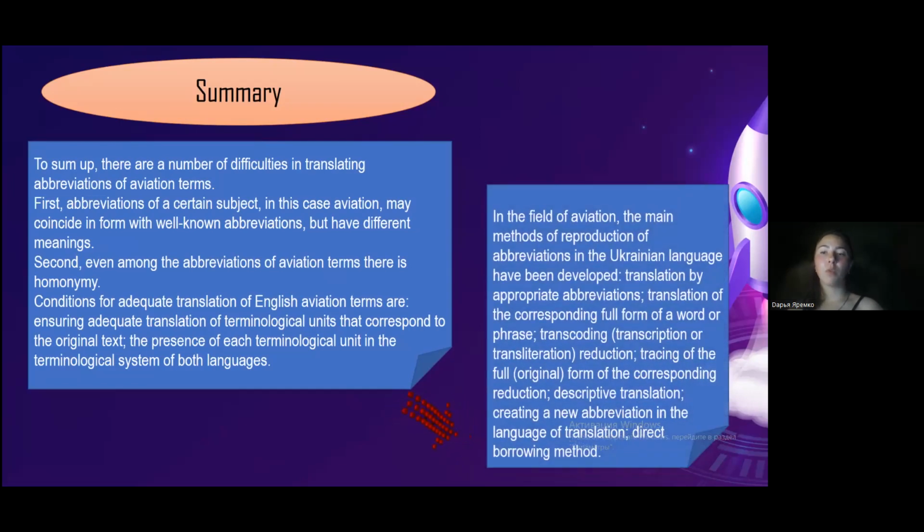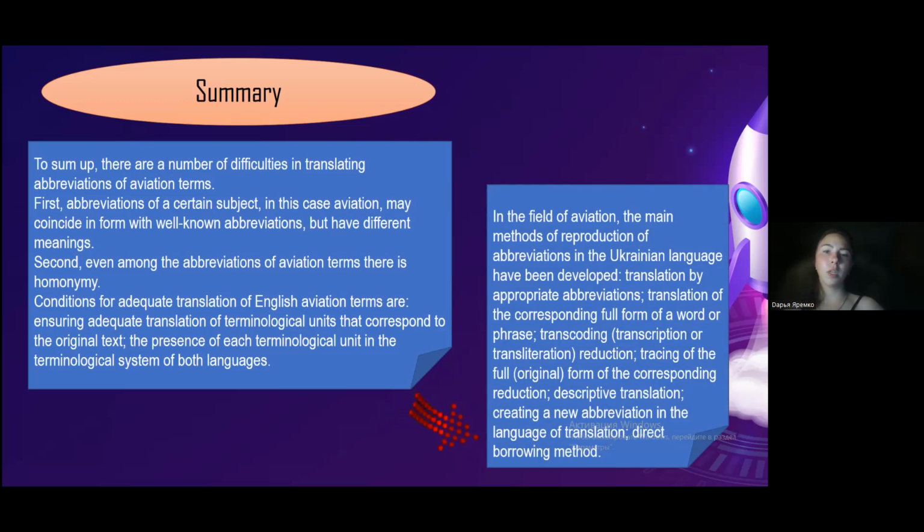Conditions for the adequate translation of English aviation terms are ensuring the adequate translation of the terminological unit that corresponds to the original text, and the presence of each terminological unit in the terminological system of both languages. Also, in order to make a correct translation, a translator must have a sufficient amount of knowledge both in the field of science and technology in which he works and in the field of terminology.